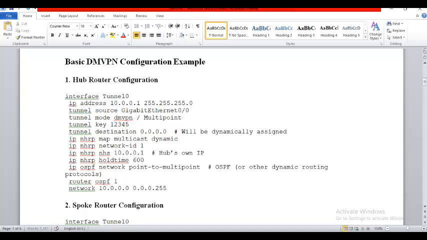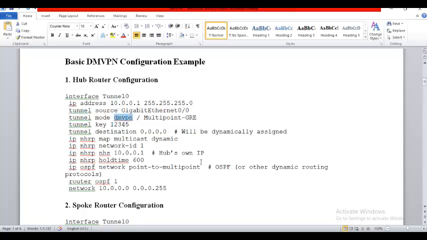Multi-point GRE. That is the tunnel mode. Either this command or that command will be there. According to my knowledge, our operating system in GNS3 will have this command. But in some high-end devices, you will have straight away DMVPN as the command.